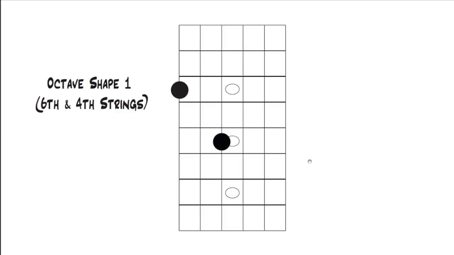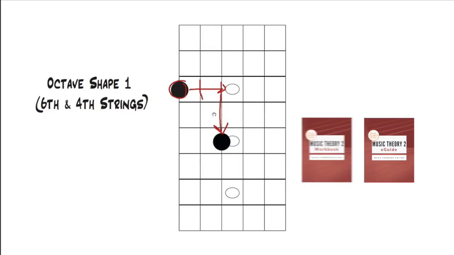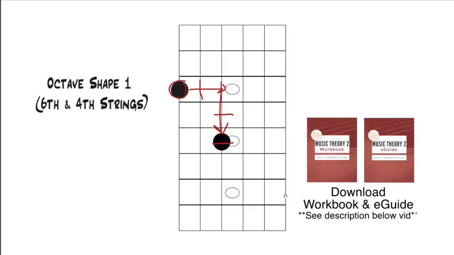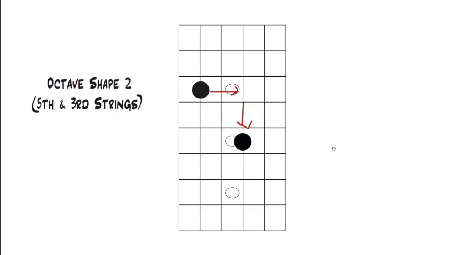So Octave Shape 1, you start with your lowest note, you go down 2 strings towards the floor, and then you go up 2 frets. That's how you get this shape. So down 1, 2, up 2 frets. 1, 2. That's how you get Octave Shape 1. Octave Shape 2 is the exact same thing. Down 2 strings, up 2 frets.